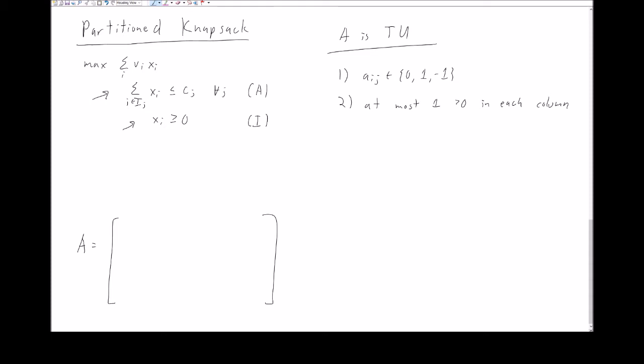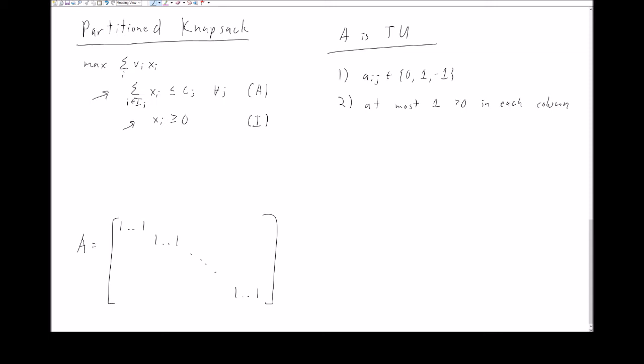To do this, we're going to first write out what the structure of this matrix is. The matrix A has a 1, or a vector of 1s, for all the x variables in the particular partition. So if we look at the first row, we're going to have a 1 for all the x's, for all the items that are in the first partition. In the second row, we're going to have a 1 in every position for all the x's that are in the second partition, and so on until we get to the kth partition, where we have a 1 in every entry for all the x's in the kth partition.